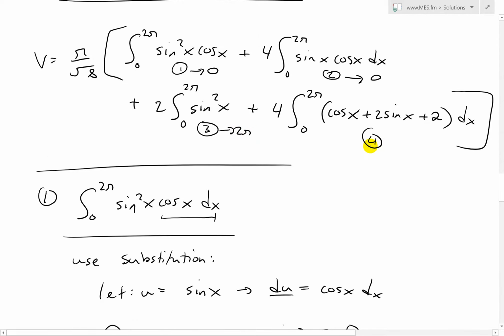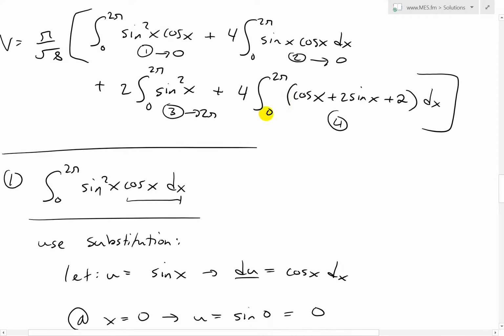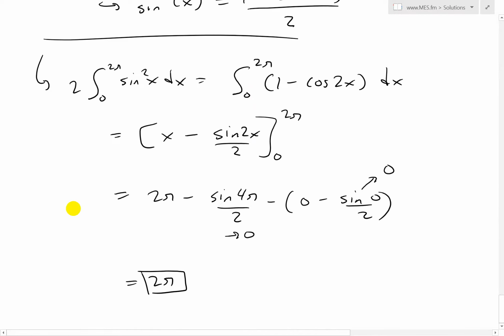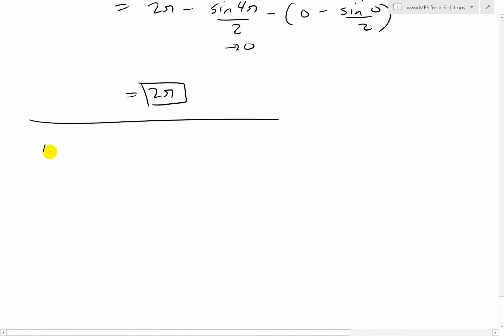And now this last one here, which is 4 times the integral from 0 to 2 pi of cos x plus 2 sine of x plus 2. Let's scroll here. So the fourth one is 4, 0 to pi, and then we have, what was that, cos of x plus 2 sine of x, and then plus 2 dx. Let's write this neater. So we get something that looks like this.